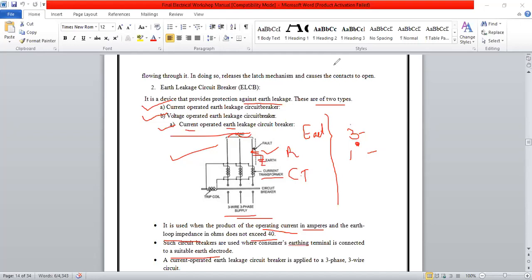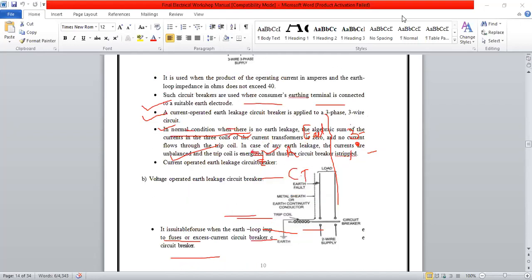Okay, from that earth leakage fault. Now a current operated earth leakage circuit breaker is applied to a 3-phase 3-wire circuit. It is operated for a 3-phase 3-wire circuit. Okay, this current operated earth leakage circuit breaker is used where a 3-phase 3-wire circuit is there.